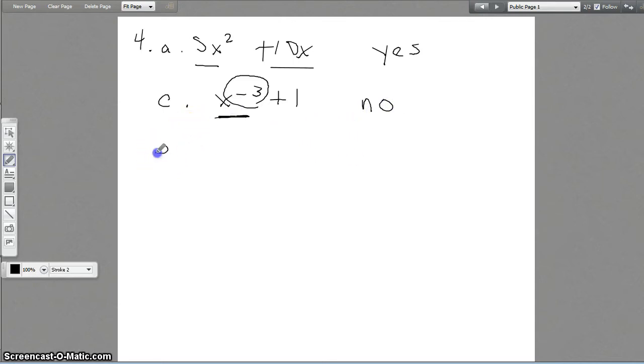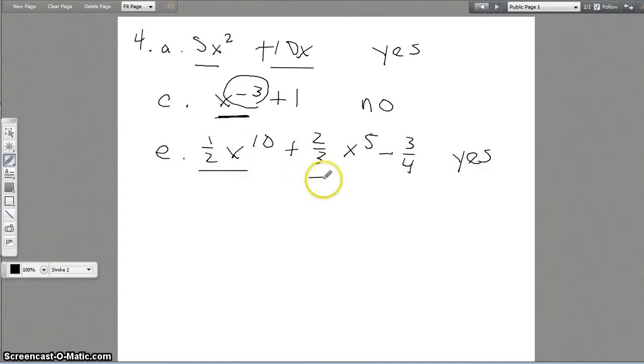Okay, so let's look at part E. We have 1/2 x to the 10th plus 2/3 x to the 5th minus 3/4. This is a polynomial. Each of these terms, and there are three terms here, each of these terms is a monomial, so this does qualify as a polynomial.